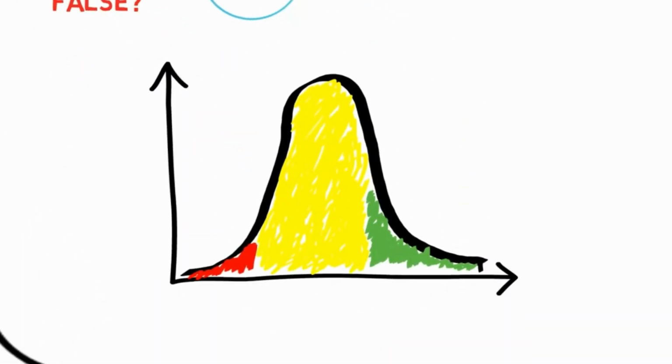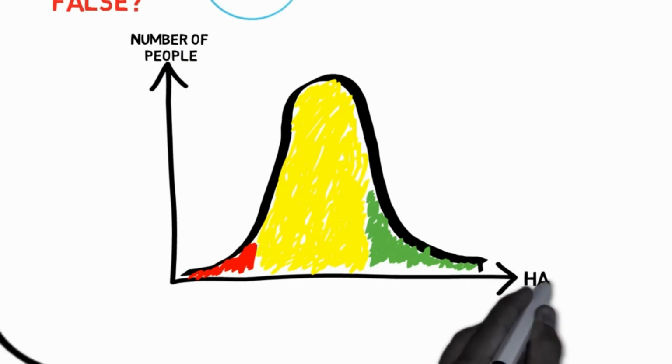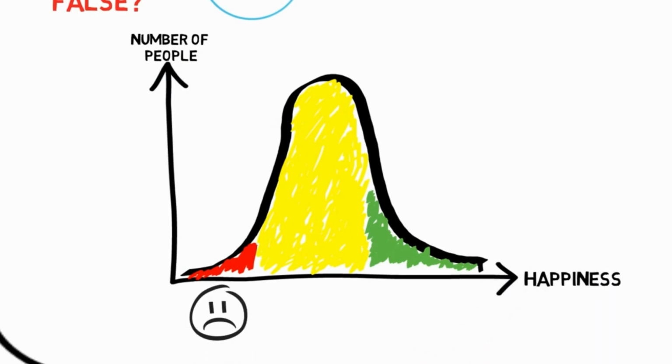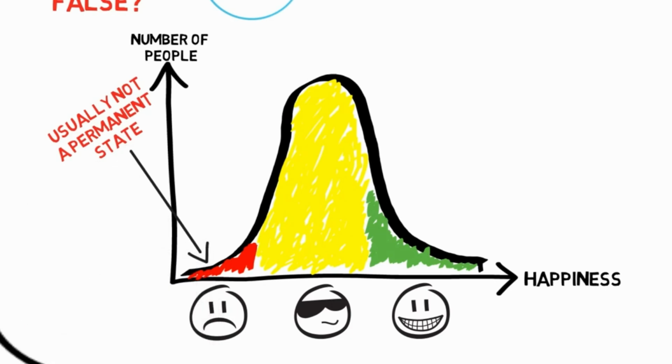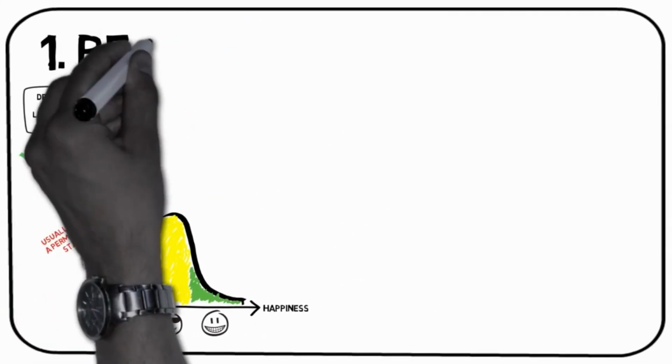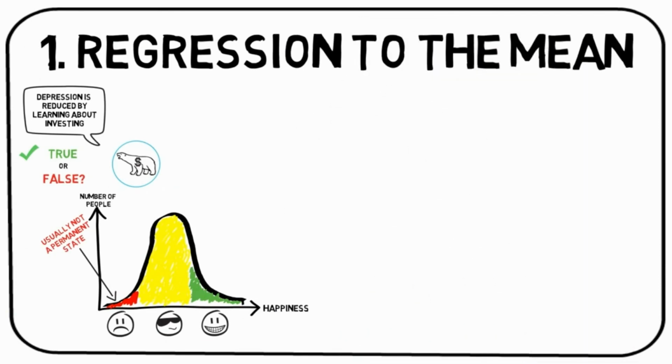Why? First and foremost, we must recognize that depression is not a common state. Most people are either neutral or happy. Secondly, depression in different periods of time is not perfectly correlated. In other words, a person who is depressed doesn't usually stay depressed forever. Because of this, he will regress to the mean, which is our first takeaway.